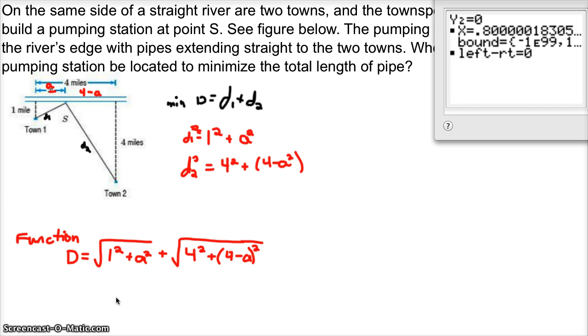And I get 0.8. Oh, I'm sorry, I was guessing what the total length was going to be, not the distance x. Sorry about that. So actually the answer does have to be less than 4, because it's halfway apart, when I was doing my guess. So I get 0.8.